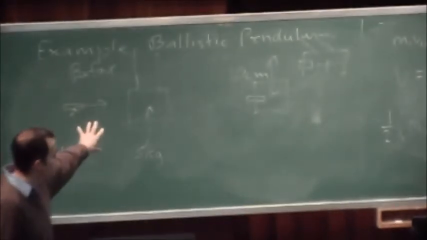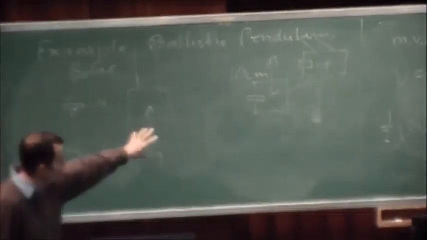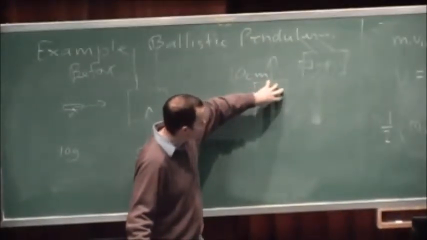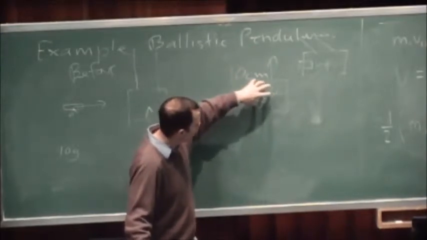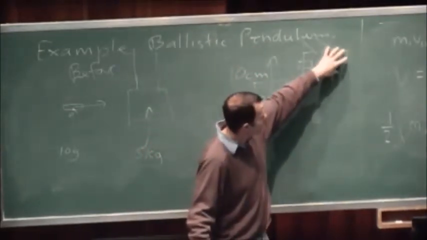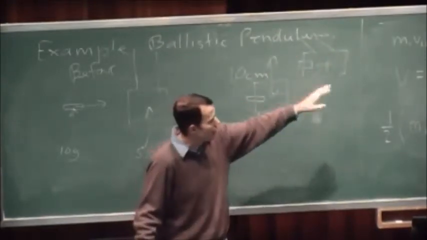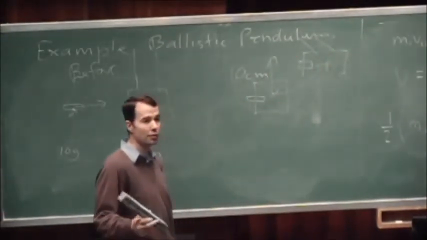Okay, so we just broke them into two parts. First, we found the inelastic collision, the conservation of momentum. Then once we had this, we knew the velocity of this two-mass system. That gave us kinetic energy. And with that kinetic energy, if we found that it rose 10 centimeters, then we could turn it all into potential energy. And then we could go back and find what the initial velocity was.